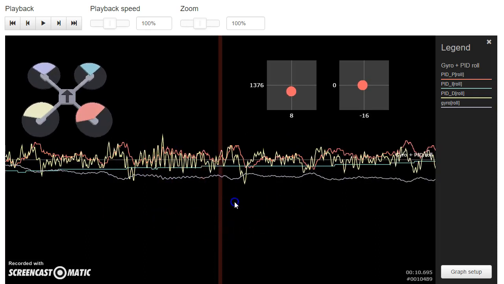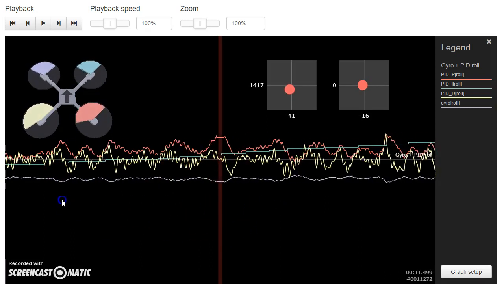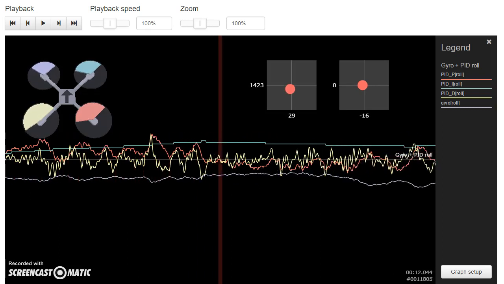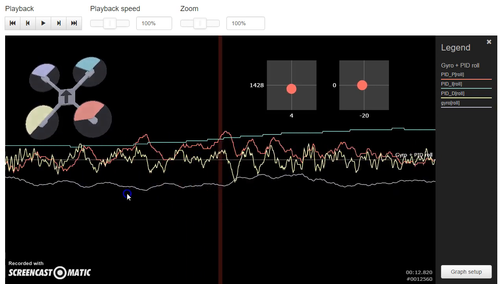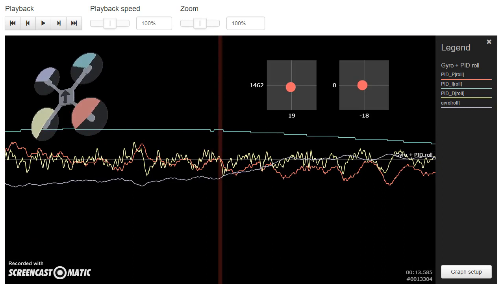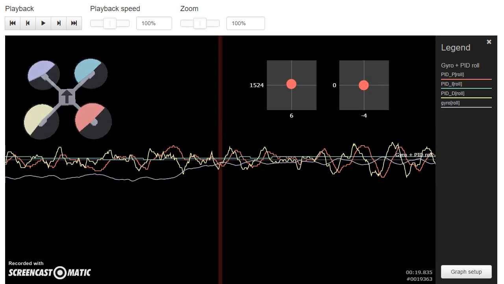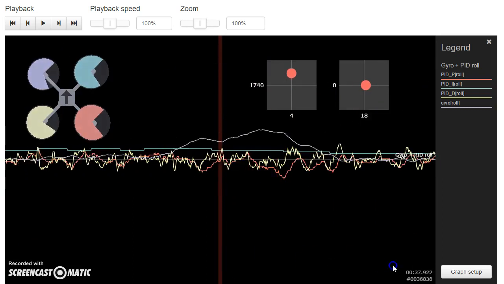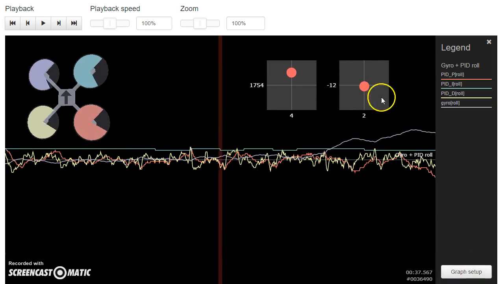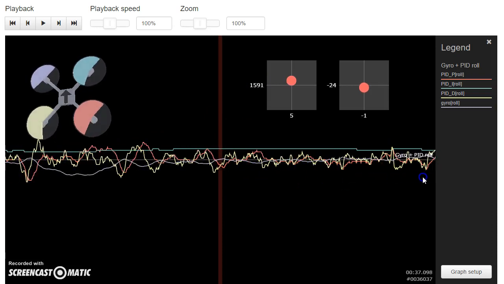High frequency oscillations here. Throttle's coming up. There's still a little bit there. We'll take a look at your gyros in a second. Raising your throttle here is kind of the highest throttle point. And you see, even at very high throttle, 1754, your P term is not really going crazy at all.